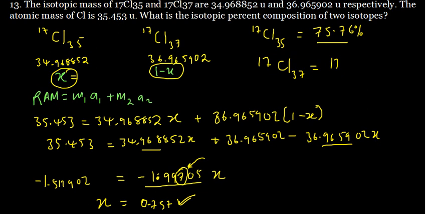100 minus 75.76 is going to be 24.24%. So these are the percentage compositions, and it is important for us to write this at the end, because if we don't, the marker might not know which percentage composition is for which compound.